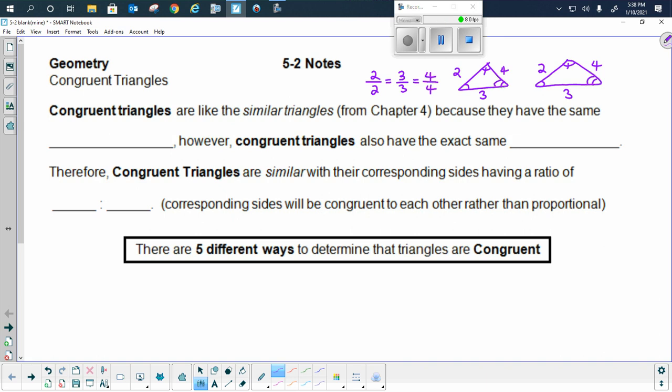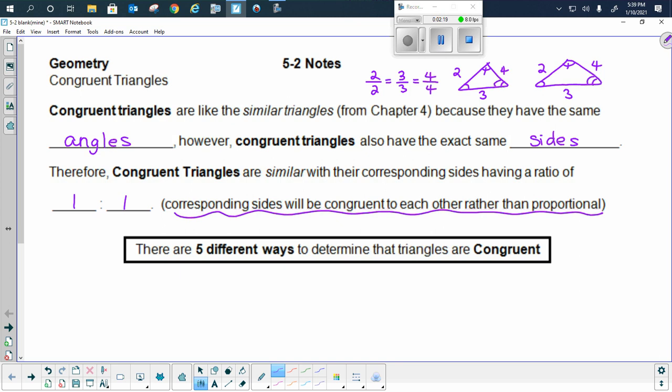So filling in the blanks here, congruent triangles are like similar triangles from chapter 4 because they have the same angles. However, congruent triangles also have the exact same sides. Therefore, congruent triangles are similar with their corresponding sides have a ratio of 1:1. Okay, that's what we just said. 2/2, 3/3, 4/4 would reduce to 1, or 1/1. All right, so corresponding sides will be congruent to each other rather than proportional.